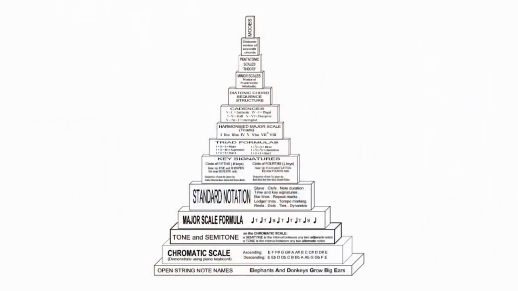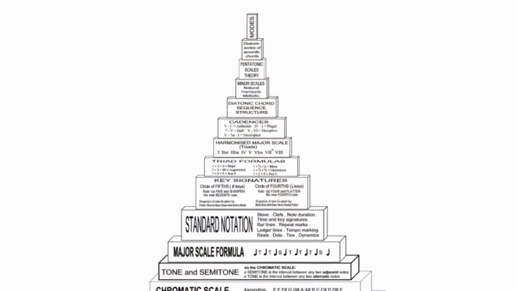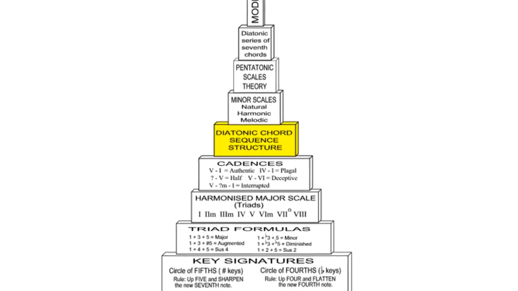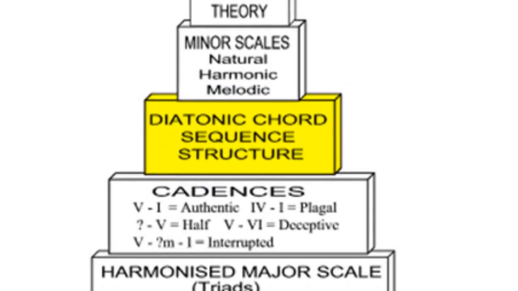We've now arrived at the level on the pyramid of guitar music theory where we can start directly applying what we learn to writing songs. In this short video, we're going to take a brief look at diatonic chord sequence structure. The word diatonic here means using only the notes of the major scale.